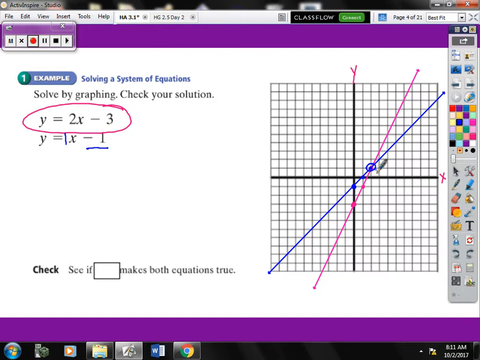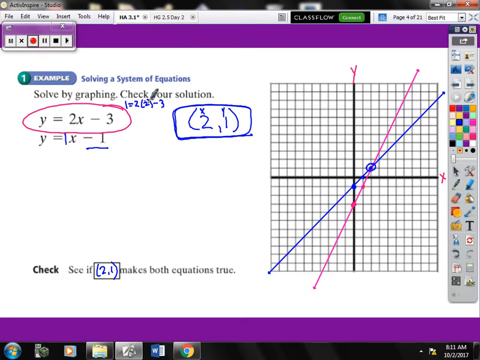Who can identify that as an ordered pair? Garrett? 2, 1. Good, 2, 1. So that's the solution. Now what you can do is you can check to see if 2, 1 makes both equations true. So this again is our x and our y. So if I plug it into the first one, I'll get 1 equals 2 times 2 minus 3. You can just do it in your head. You don't have to show all of your work.